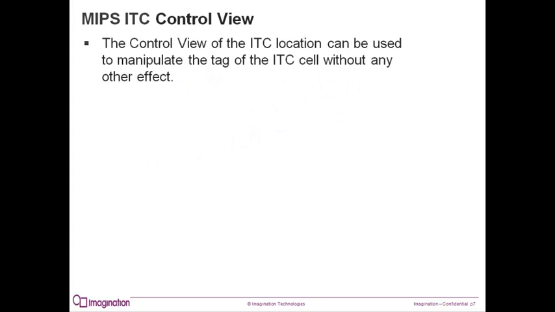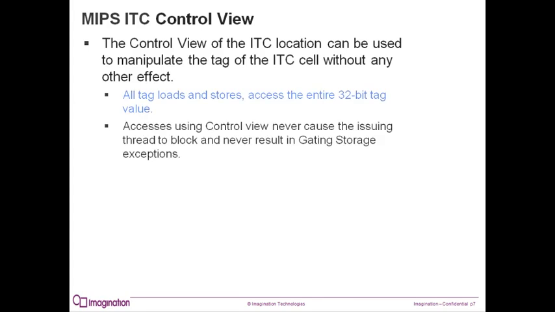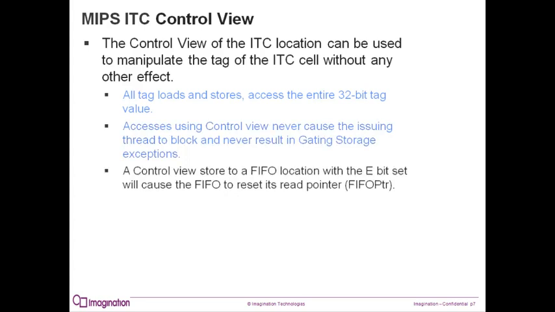The control view is used to change the cell's tags without any other effect. All tag loads or stores will write the entire 32-bit value. A load or store to a tag will not cause the issuing thread to block or cause a gating storage exception. If you use the control view to set the empty bit, the FIFO pointer also gets reset, thus clearing the FIFO at the same time, so you don't have to read out all the FIFO locations.